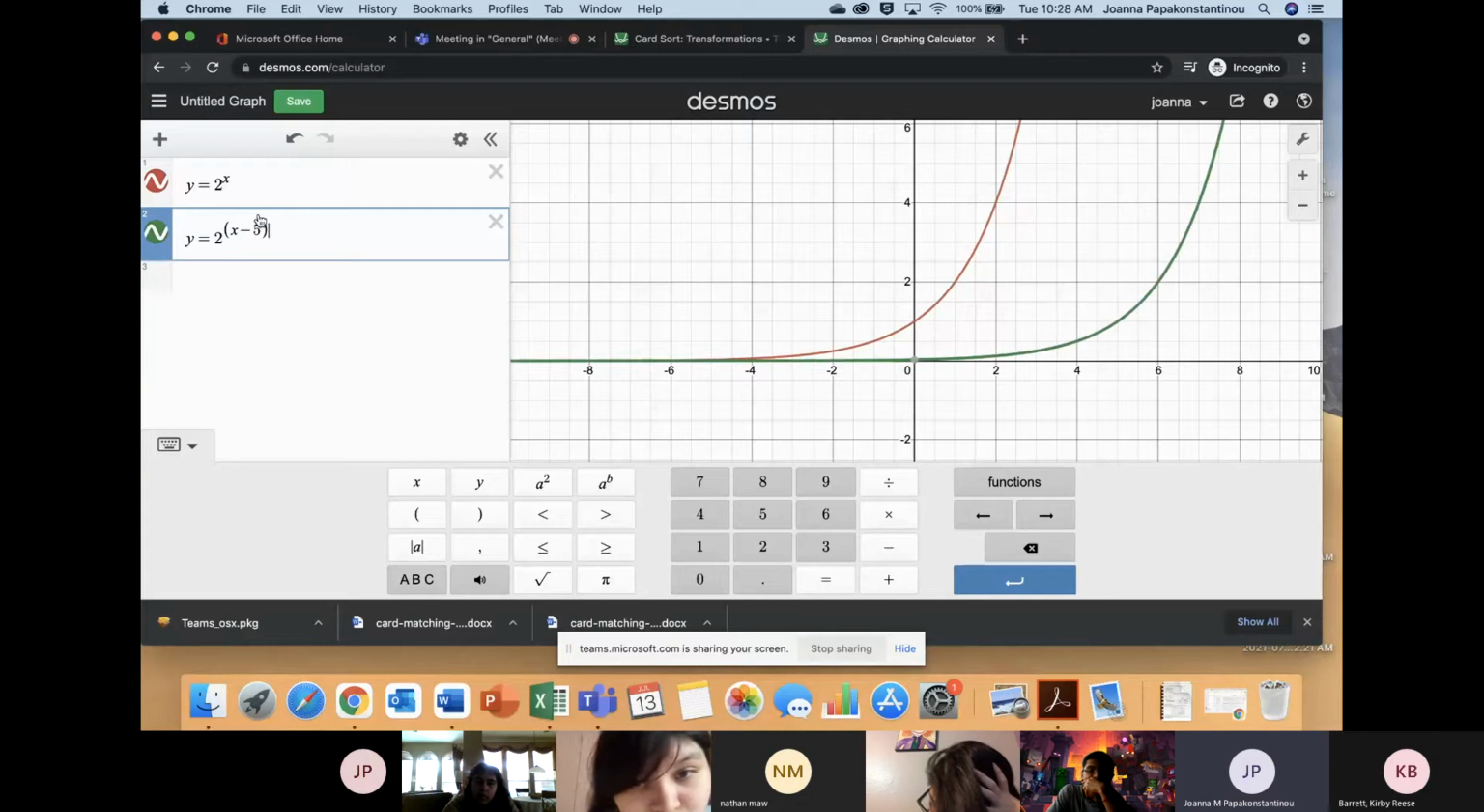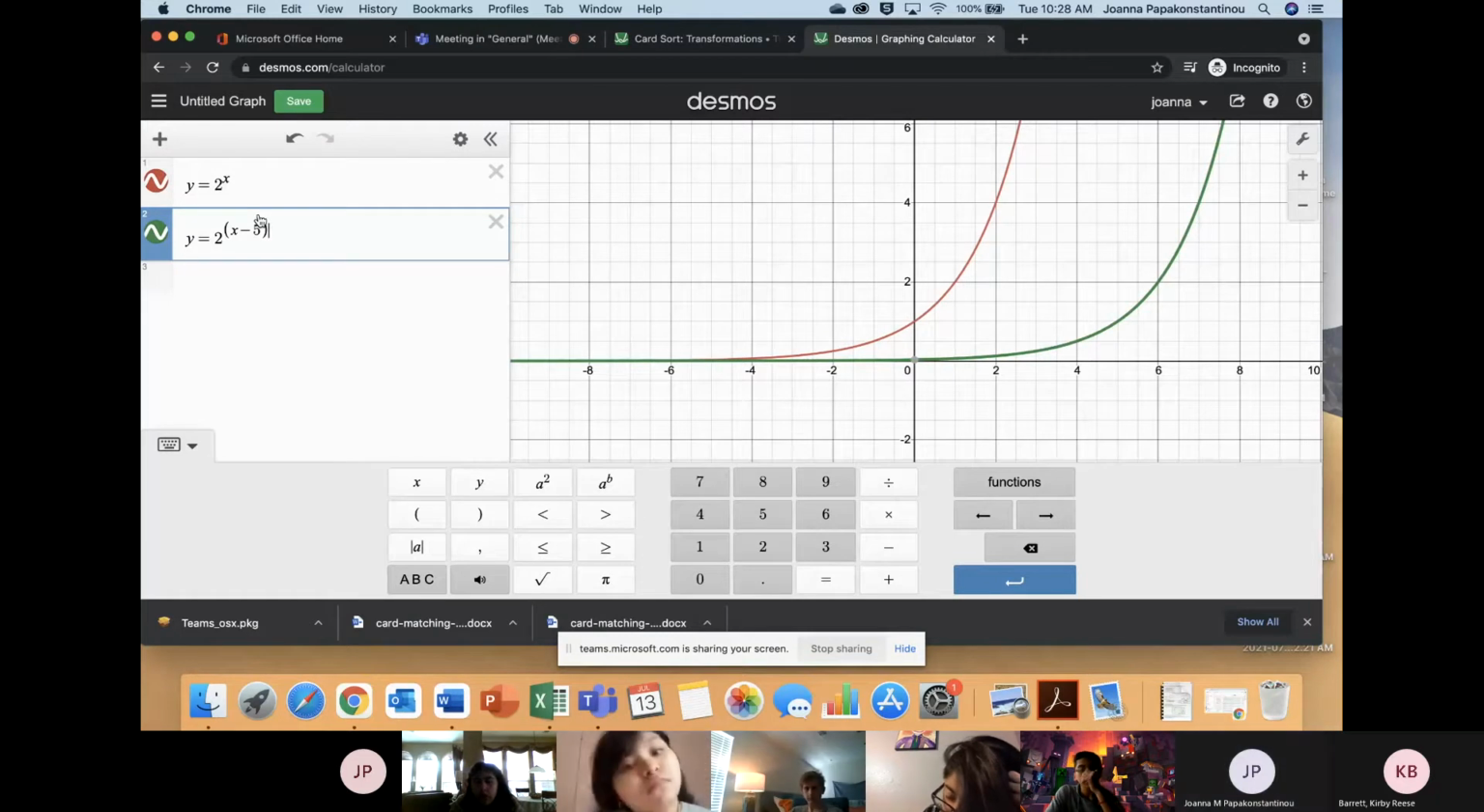There it goes. It shifted it to the right. So it doesn't impact the domain. It doesn't impact the range. But what does that +4 do in that example? How is that transforming my parent function? Can you tell me?